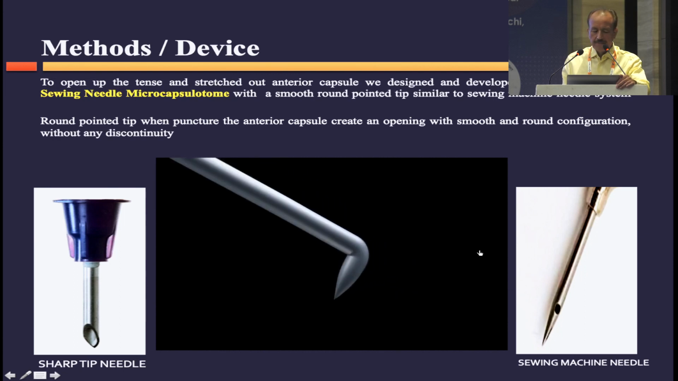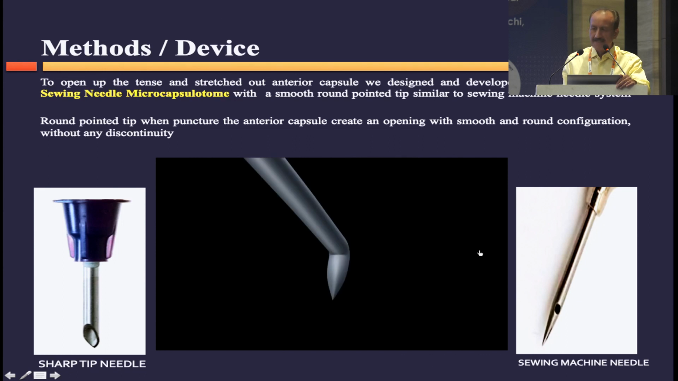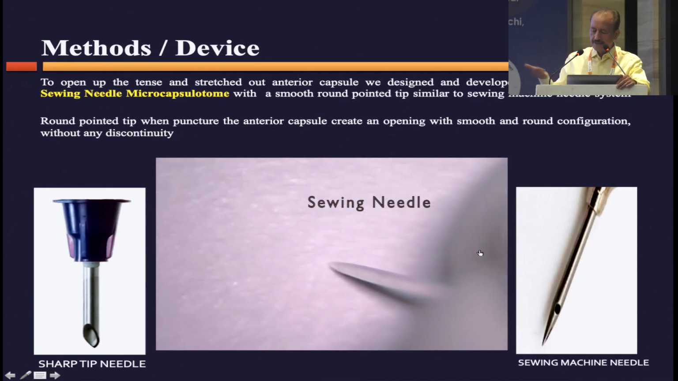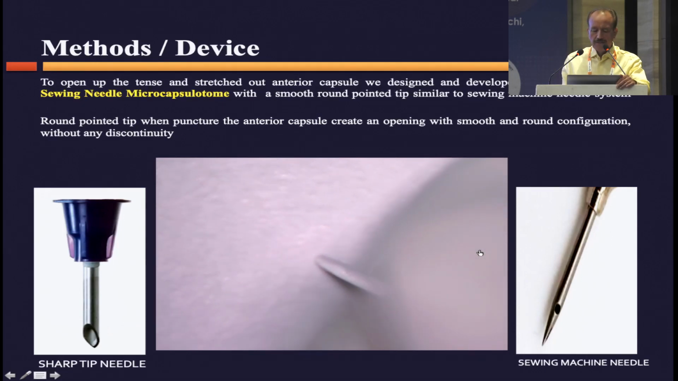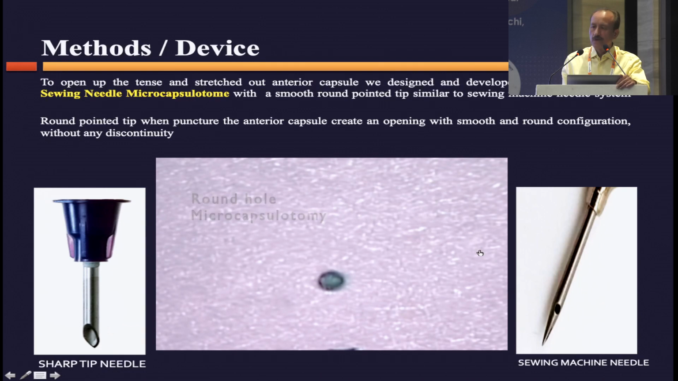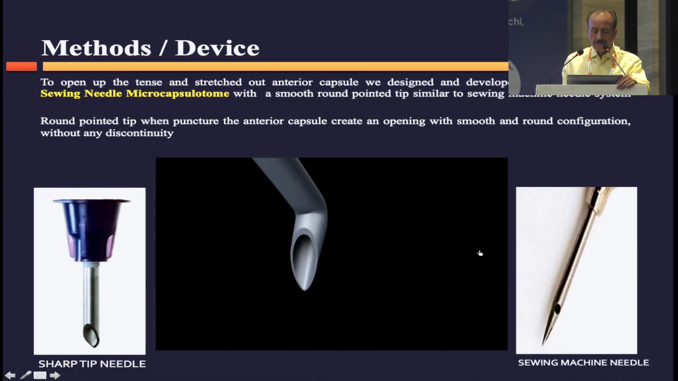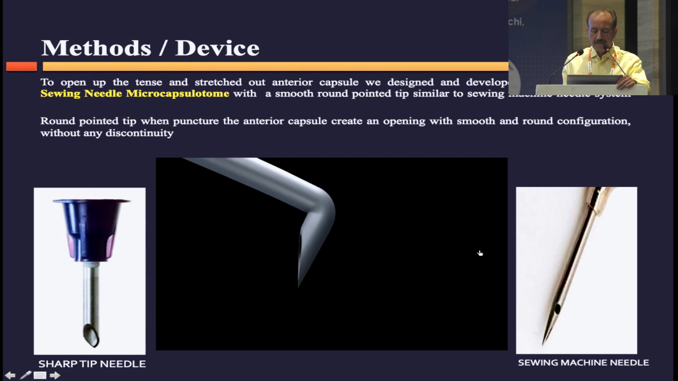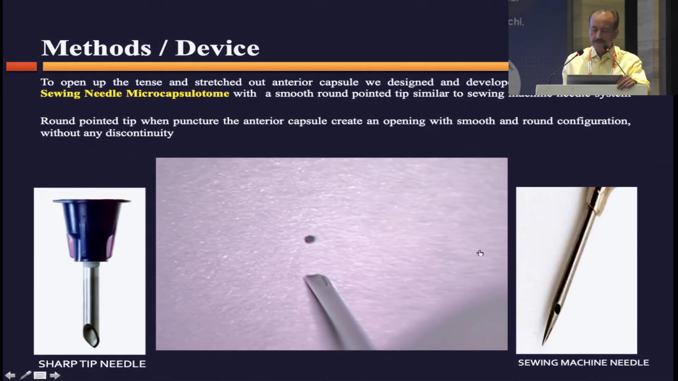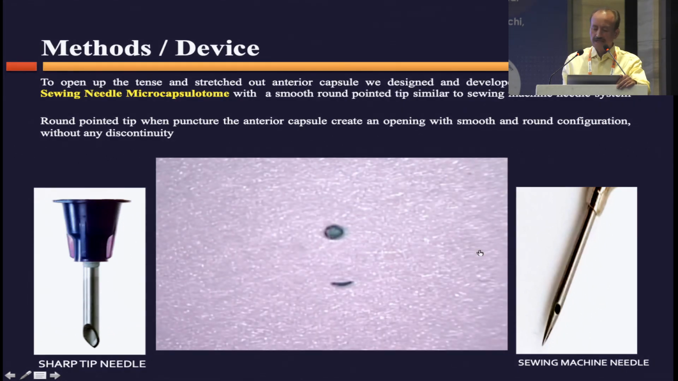You can see the tip of this device is round and pointed. It's not like the needle, which has a sharp tip and a sharp edge like a knife. So when you puncture the anterior capsule with this device, you make a hole on the anterior capsule, unlike the needle, which makes a cut. You can see the difference between the configurations of the puncture: one is a hole and one is a cut. The cut will open up, while the hole will have more resistance against any kind of pressure in the interlenticular space. So this hole will never extend to the periphery.